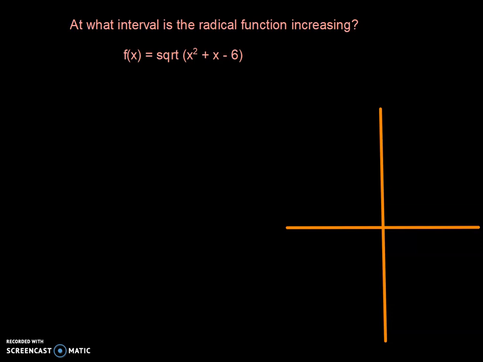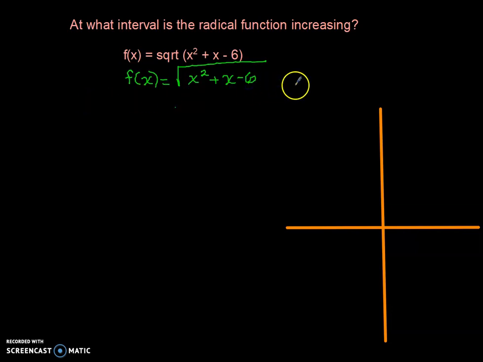Hi guys, so today we're just going to discuss parts of a radical function where it's increasing and decreasing, and we will be able to identify the intervals that that's happening at. So let's start off by writing this function a little more clearly because it's in a square root. And we have x squared plus x minus 6.